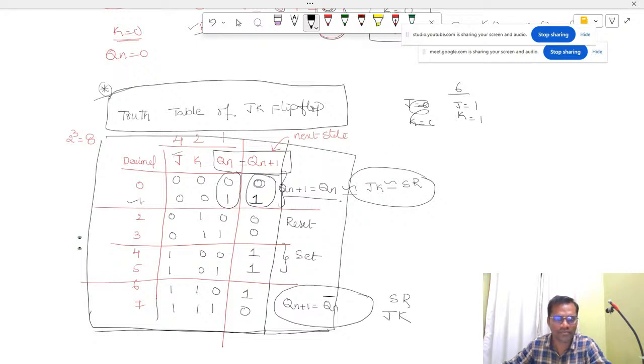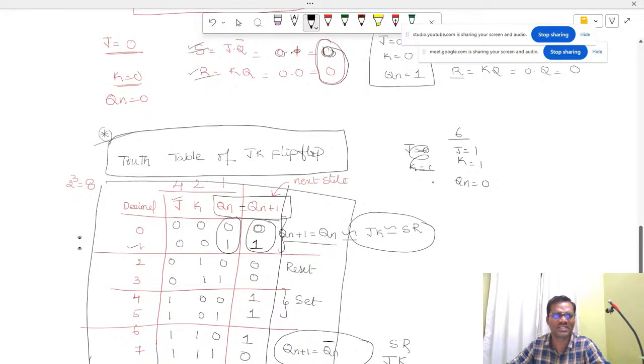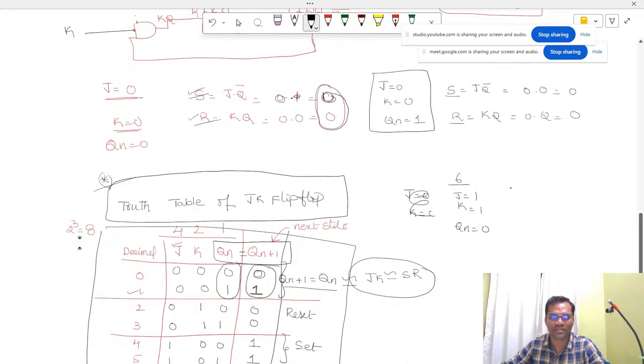So what is the value of Q? Q is equal to 0. But I don't want the JK values. I want which value? S or R value. So S is equal to J into Q bar, and R is equal to K into Q. Okay, what is the value of J here? 1. What is the value of Q bar? 0 bar is 1. 1 into 1 is 1. And what is the value of K here? K is 1. What is the value of Q? 0. 1 into 0 is 0.